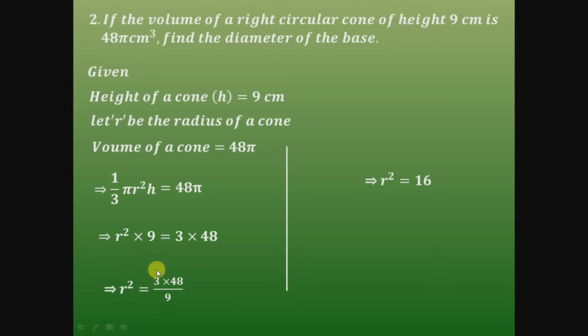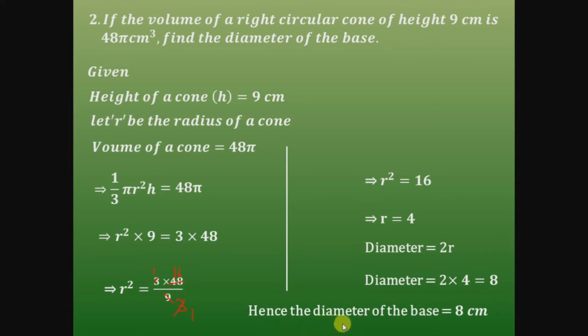So now let's cancel it. 3 ones are 3, 3 threes are 9, 3 ones are 3, 3 sixes are 18. That means r square is equal to 16. Then r is equal to 4. But in our question, we need to find the diameter of the base. The formula for diameter is twice the radius, 2 into r. So the value of r is 4. 2 into 4 is equal to 8. Hence the diameter of the base is equal to 8 centimeter.